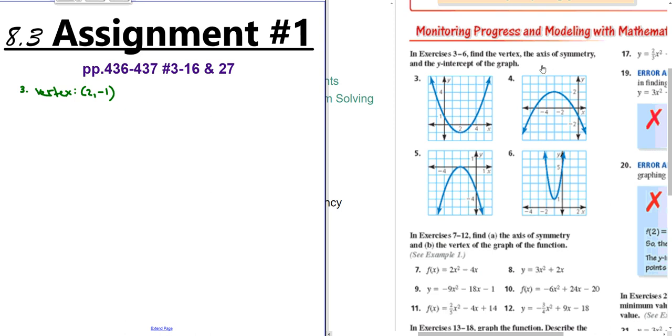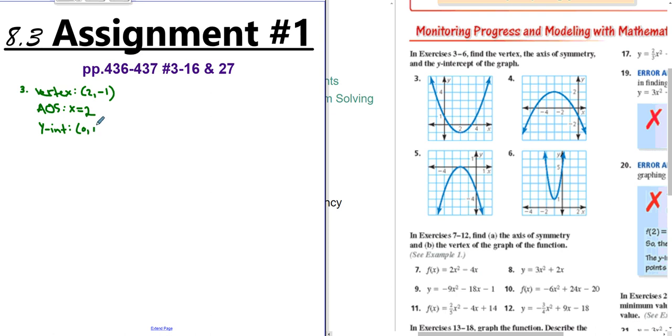The axis of symmetry always cuts the parabola right in half and always goes right through the vertex, so it's always going to have the same value right here. So the axis of symmetry, I'm going to use AOS for axis of symmetry, is at x equals 2. We'll always have that same value as the x-coordinate of the vertex. And then it says we need to find the y-intercept. So visually it crosses the y-axis at 0, 1, so the y-intercept is 0, 1.